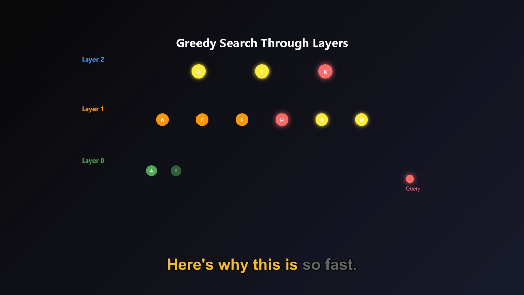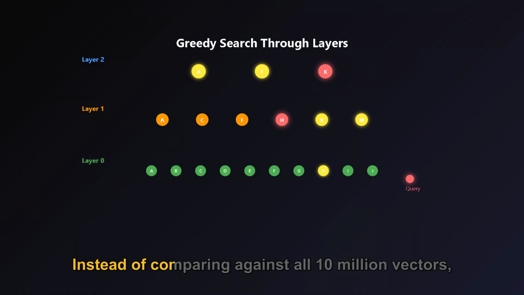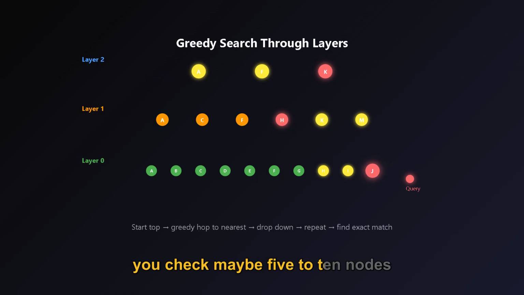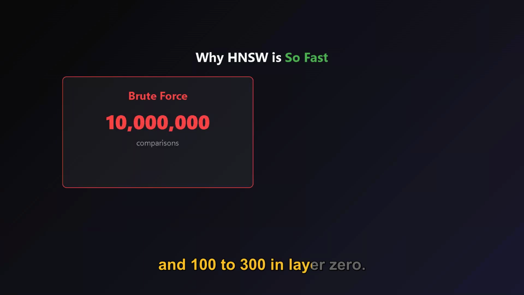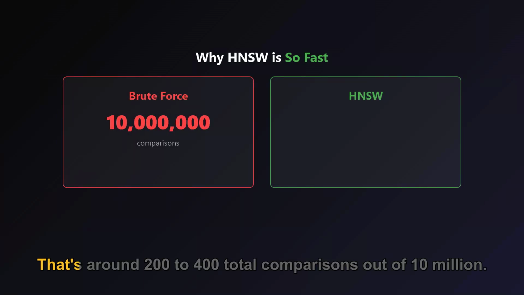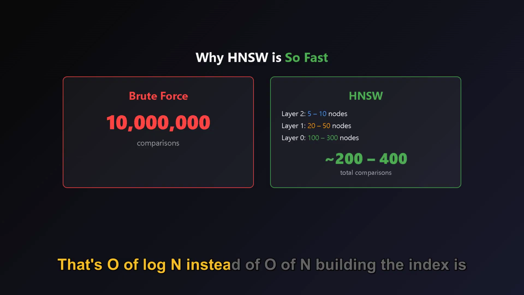Here's why this is so fast. Instead of comparing against all 10 million vectors, you check maybe 5 to 10 nodes in layer 2, 20 to 50 in layer 1, and 100 to 300 in layer 0. That's around 200 to 400 total comparisons out of 10 million. That's O(log n) instead of O(n).